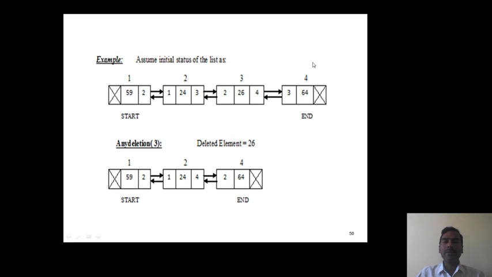Now observe this example. Here the list consists of 4 elements: 59, 24, 26 and 64. Now we are applying any deletion of 3. That means we are interested in deleting the third element of the list. Hence the deleted element equals 26. Now the list becomes 59, 24 and 64. Okay. So this is the deletion operation.